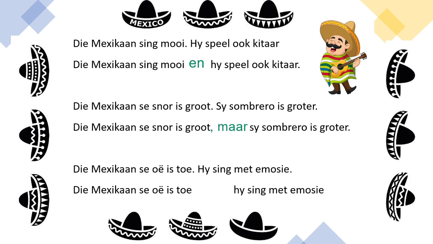Die Mexicaan se oë is toe, hy sing met emosie. Okay. Die Mexicaan se oë is toe, hy sing met emosie. Remember now we're going to join with want, so once again a comma after toe. Die Mexicaan se oë is toe, comma, want hy sing met emosie. That's group 1, very simple. Just putting in the commas before maar and want, putting the conjunction in its place, nothing else changes.